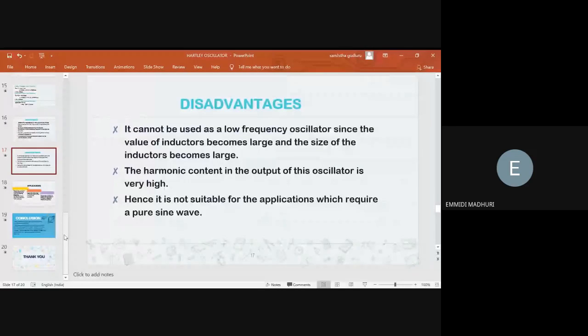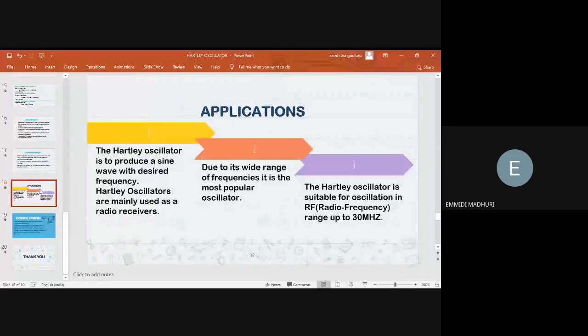Applications are: the first application is to produce a sine wave with desired frequency. Hartley oscillators are mainly used in radio receivers. Next, due to its wide range of frequencies, it is the most popular oscillator. Hartley oscillator is suitable for oscillations in the RF, or radio frequency, range up to 30 MHz.